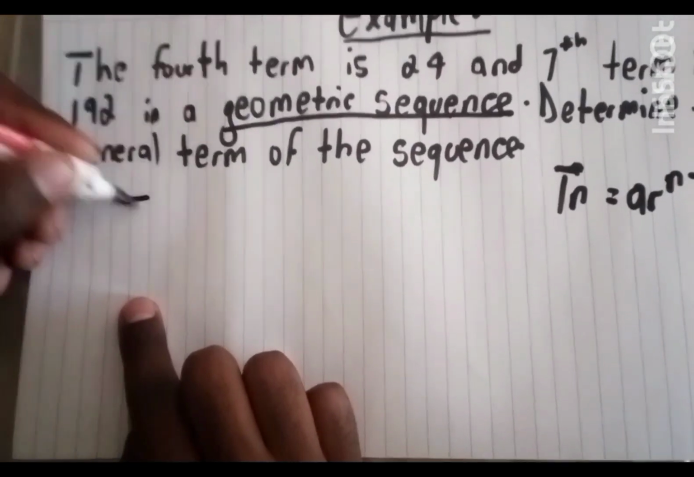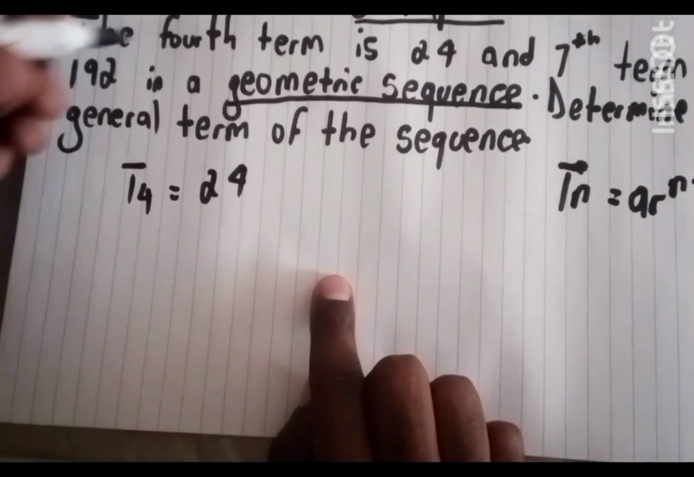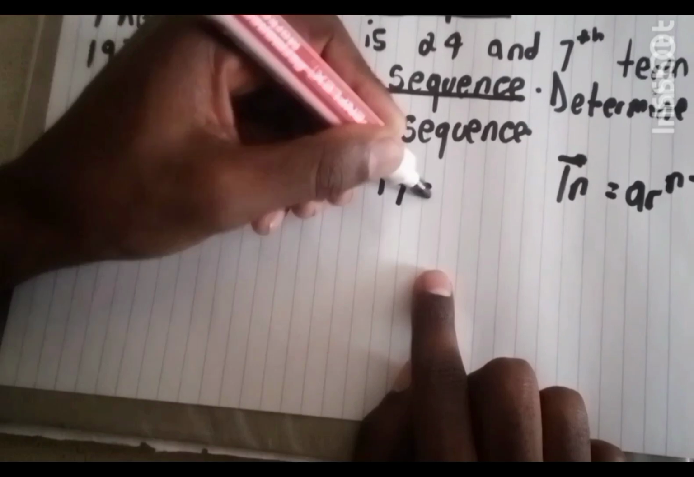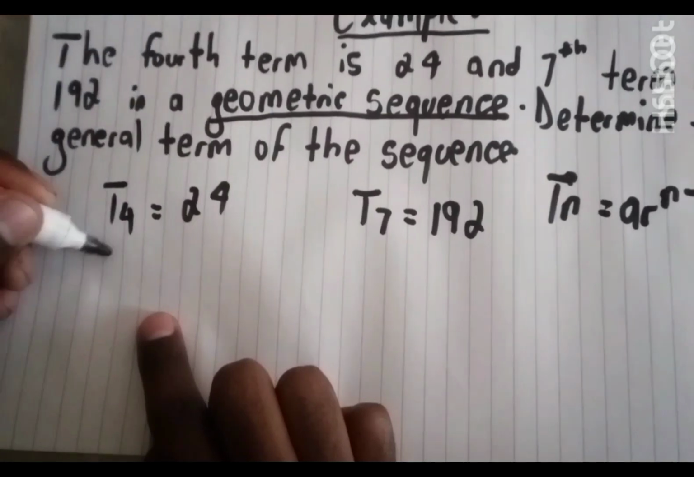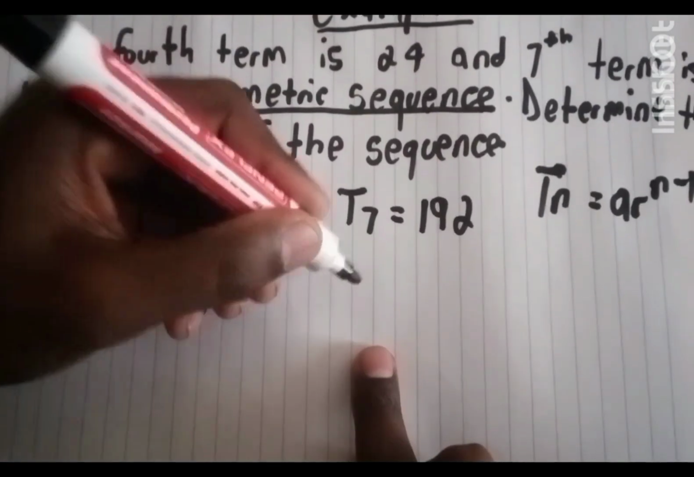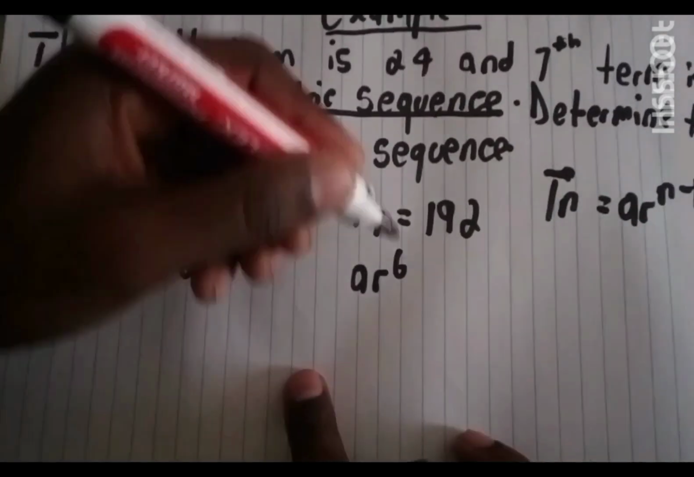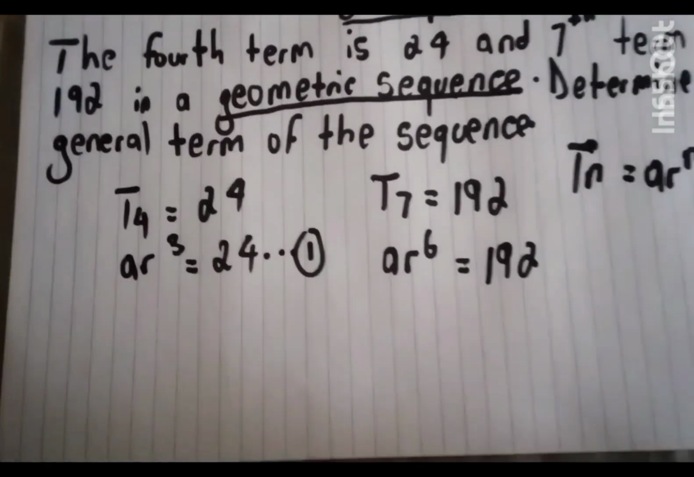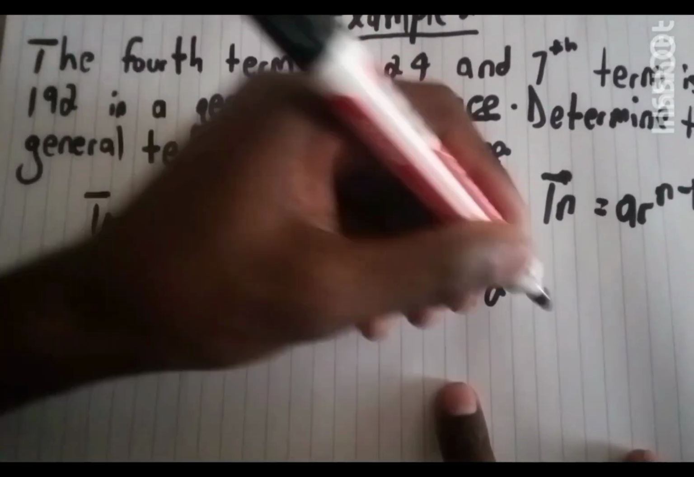So the fourth term T4 is equal to 24 and the seventh term T7 is equal to 192. So the fourth term is ar to the power of 3 is equal to 24, and the seventh term is ar to the power of 6. It's always one less than the current term. So it's equal to 192. This is equation 1 and this is equation 2.